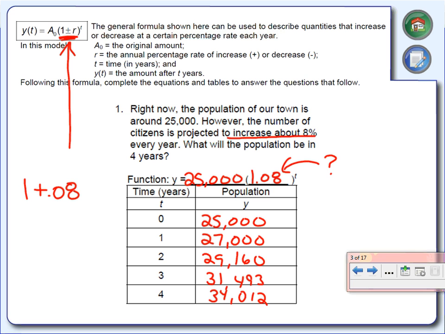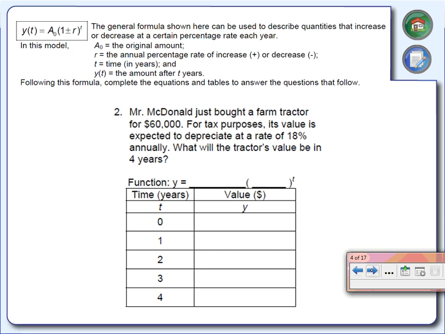All right, let's take a look at the next one, number 2. Number 2 says that Mr. McDonald just bought a farm tractor for $60,000. For tax purposes, its value is expected to depreciate at a rate of 18% annually. What will the tractor's value be after 4 years? I want to know, what is the tractor worth after 4 years if this holds true?